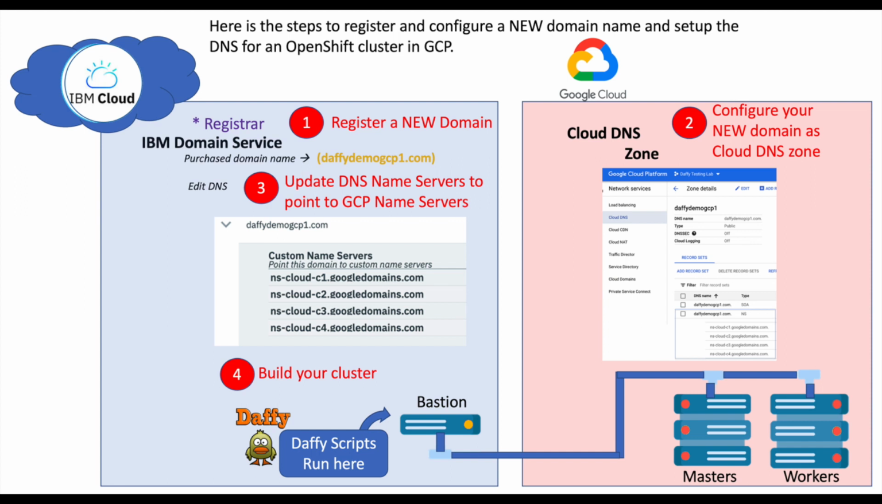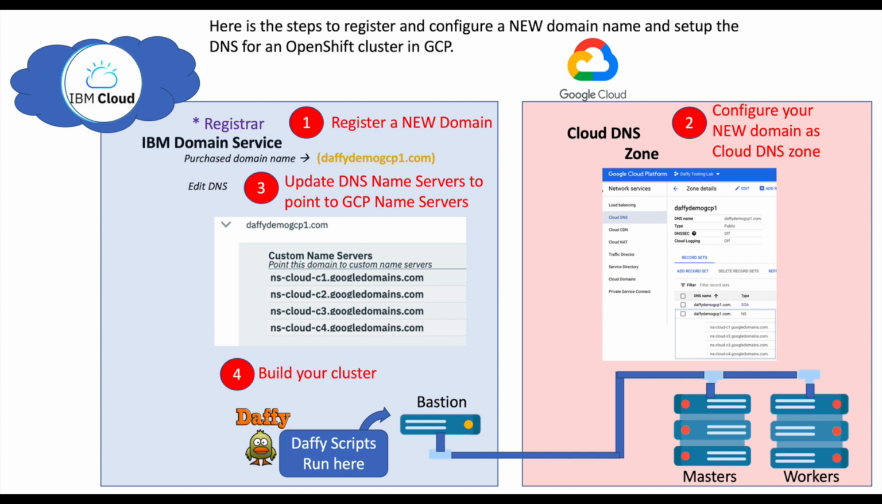Here is a high-level picture of what we're going to do. First, I'm going to log into IBM Cloud and purchase a new domain name. Since I'm using IBM Cloud, it will be my registrar. Next, I'm going to log into my Google Cloud platform and configure a new zone in Google's Cloud DNS service. We'll take note of the name servers that are assigned to the zone for the next step.